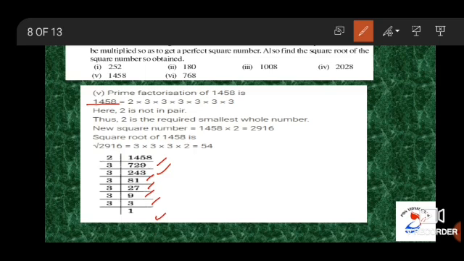So let us write down the prime factors of 1458: 2 into 3 into 3 into 3 into 3 into 3 into 3. See how many numbers are there and find out which number is not in pair. Here we have one pair of 3, another pair of 3 and another pair of 3. So the number 2 alone is not in pair. So 2 is the required smallest whole number. Take that 2, multiply with 1458, that is 1458 into 2, which is 2916. We have to find the square root of 2916, that is equal to 3 into 3 into 3 into 2, that is equal to 54.